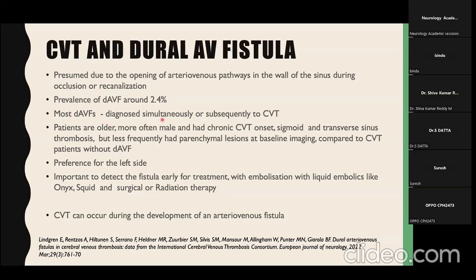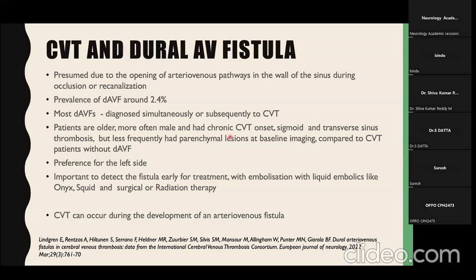Mostly DAVF can be diagnosed simultaneously at the time of CVT diagnosis, and also maybe after a few days or weeks subsequent to the CVT. Patients are older, usually males, and chronic CVT has a high risk associated with dural AV fistula, mainly with sigmoid and transverse sinus thrombosis, but less frequently associated with parenchymal lesions at baseline imaging compared to CVT patients without DAVF. These dural AV fistulas have a preference for the left side. They should be detected, and early treatment is needed with embolization, surgery or radiation therapy.